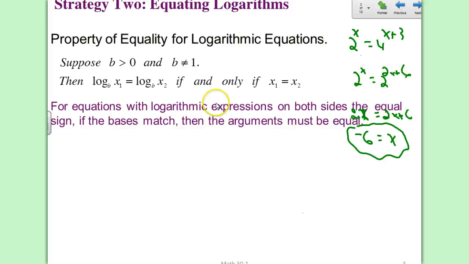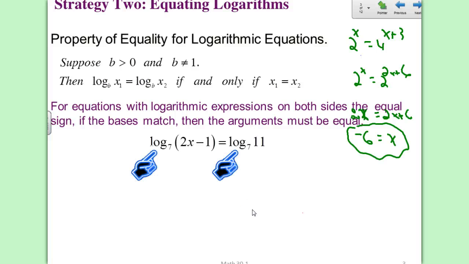So for the equations with logs, if we express both sides as single logs and the bases match, then those two arguments must be equal. For example, I've got this situation. The only way this can possibly happen is if 2x minus 1 is equal to 11. I've got them as single logs with the same base, therefore x must equal 6, okay? Using the same base strategy.